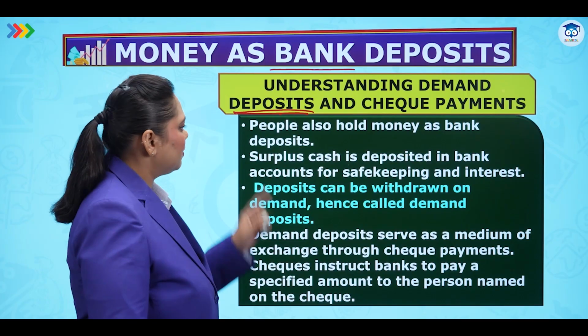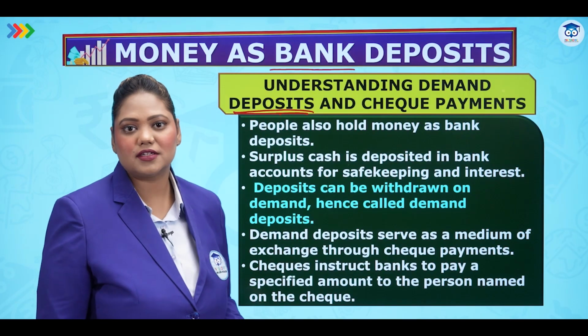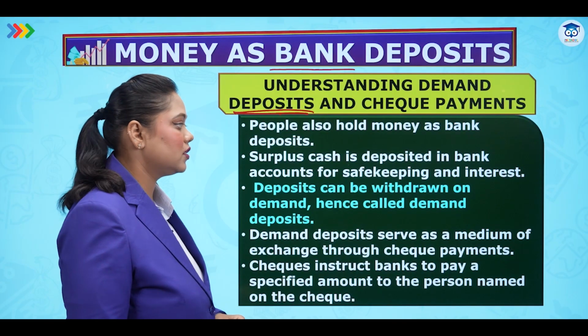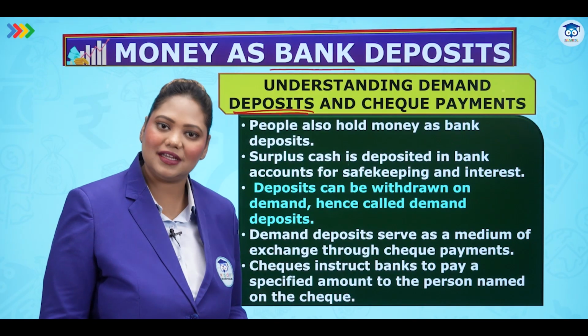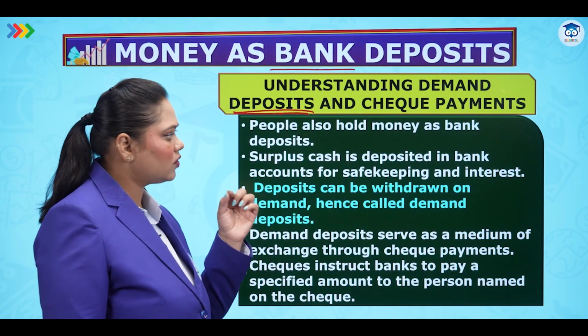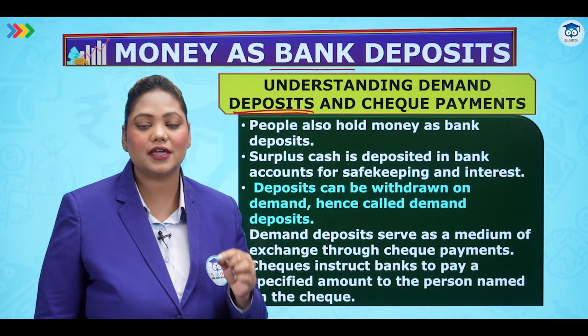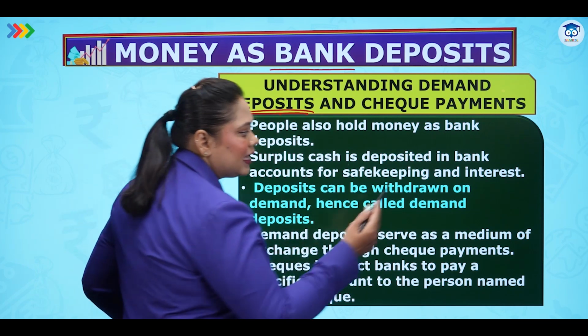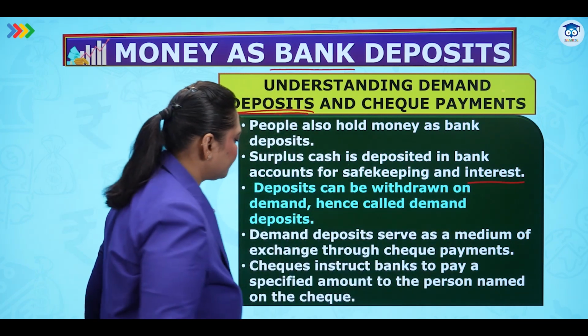Let's see. People also hold money as bank deposits. Surplus cash is deposited in the bank account for safekeeping and interest. Yes. So when you keep your money in banks, children, there is a small amount of interest that you get. Why? Because the bank is using your money. So they pay you an extra amount. That extra amount is called interest.